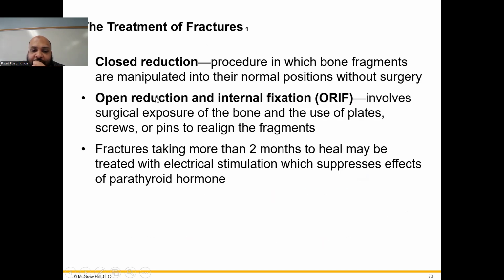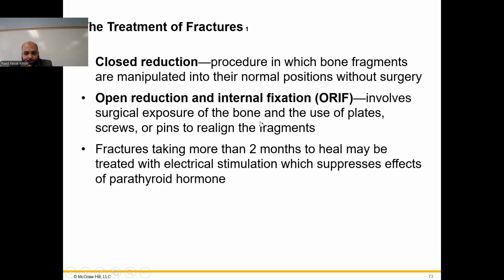How do we treat fractures? There's open reduction, internal fixation, known as ORIF, and there is closed reduction. Closed reduction is a procedure in which the bone fragments are manipulated into their normal position without surgery. So here we manipulate the bone fragment without surgery. While open reduction internal fixation involves surgical exposure of the bone and the use of plates, screws, or pins to realign the fragments.